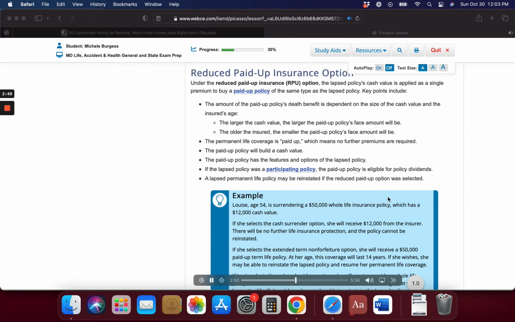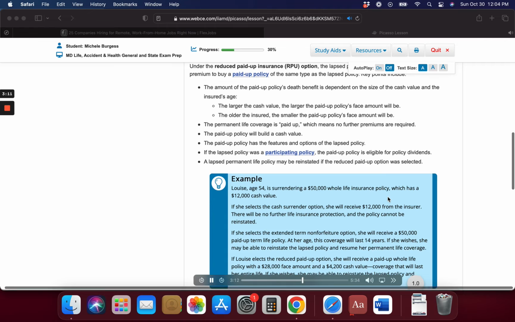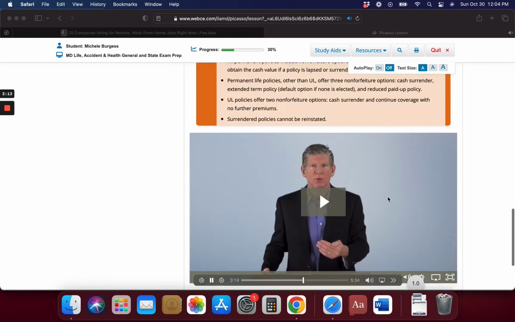The permanent life coverage is paid up, which means no further premiums are required. The paid-up policy will build a cash value. The paid-up policy has the features and options of the lapsed policy. If the lapsed policy was a participating policy, the paid-up policy is eligible for policy dividends. A lapsed permanent life policy may be reinstated if the reduced paid-up option was selected.